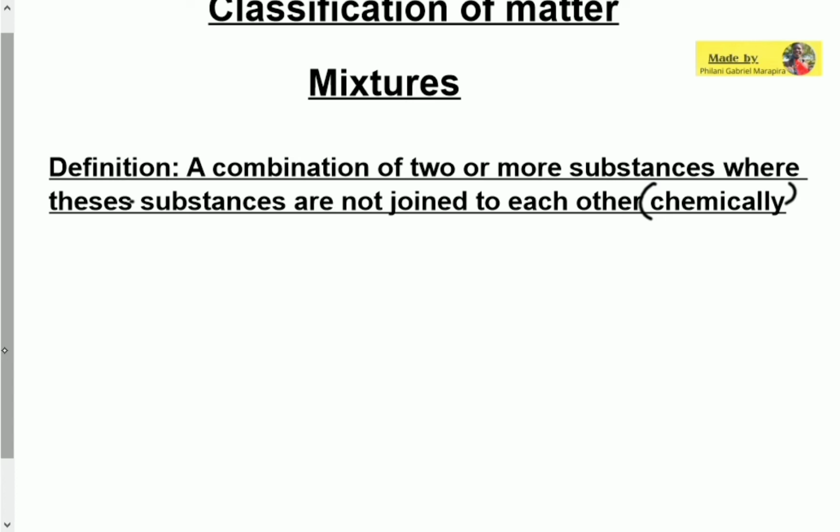So we've got types of mixtures. So let's go to types. What types of mixtures have we got? We've got the heterogeneous and the homogeneous mixture.